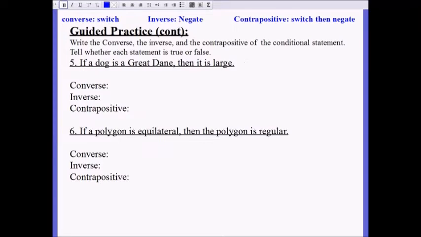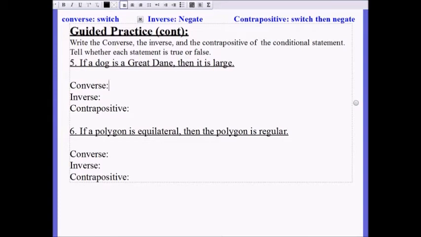Okay, right here, this is where we get familiar with the converse, the inverse, and the contrapositive. So I have two conditional statements here for 5 and 6, and I need to be able to tell if that's true or false. Okay? So the converse. This is when you switch the if-then form.